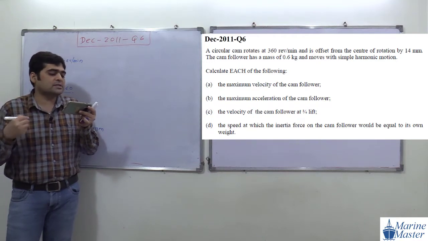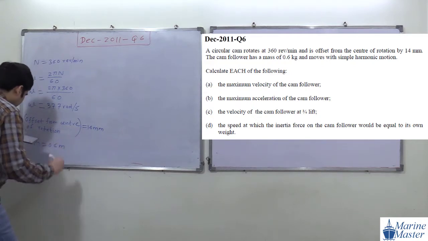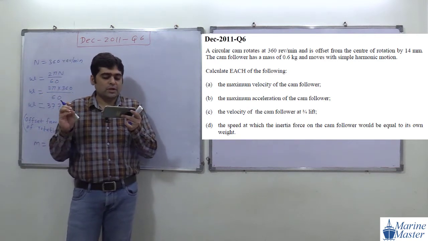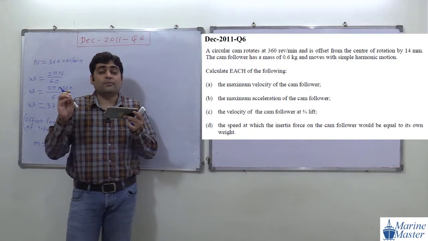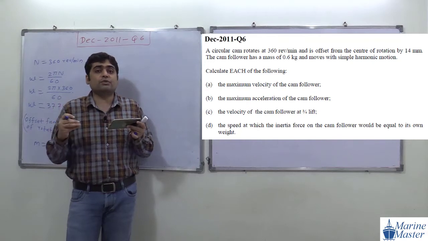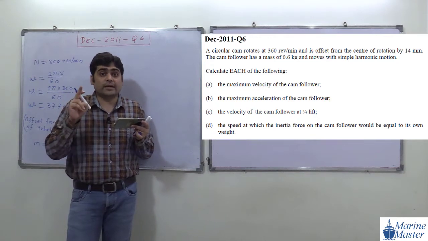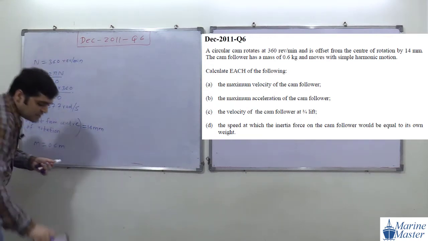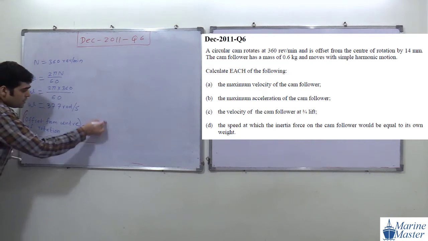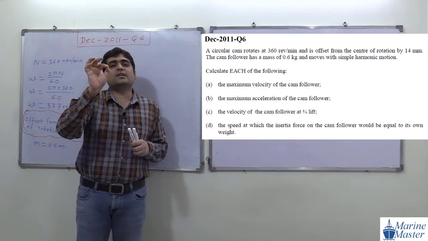The cam follower has a mass of 0.6 kg, so m is equal to 0.6 kg, and it moves with simple harmonic motion. So which one is following simple harmonic motion? The follower is following simple harmonic motion. And which type of cam do we have here? The cam is a circular cam. Try to see the scenario here. And they have given us this very important point: the offset from center of rotation is 14 mm. Now we are going to see what that means.